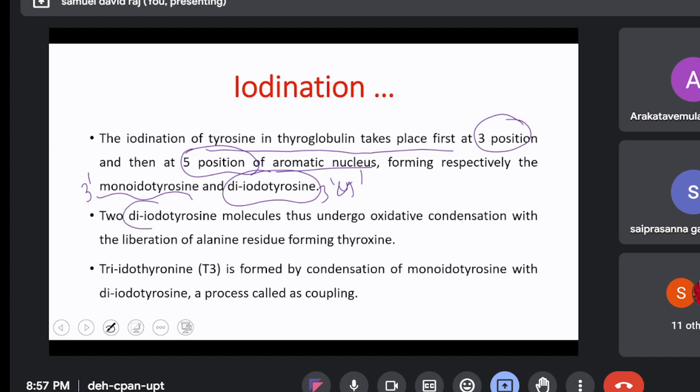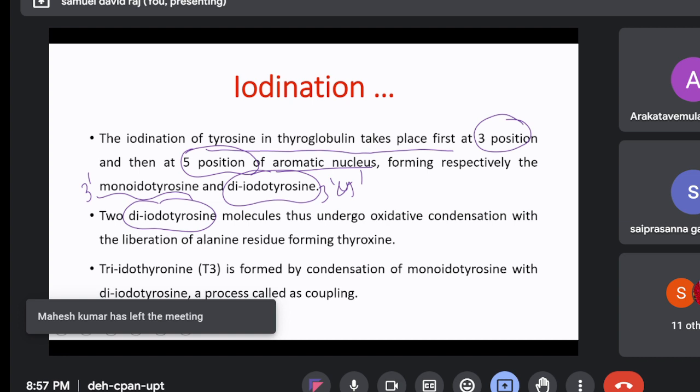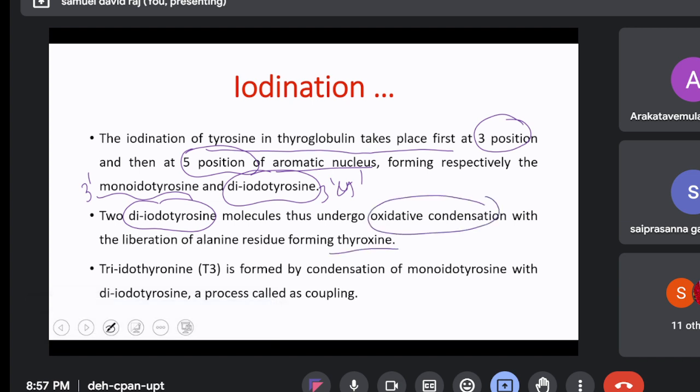Two diiodotyrosine molecules undergo oxidative condensation to produce thyroxine, liberating alanine. During this reaction, alanine is liberated, and thus thyroxine is formed. Triiodothyronine is produced by condensation of monoiodotyrosine with diiodotyrosine, and this process is called coupling. So here what is happening?